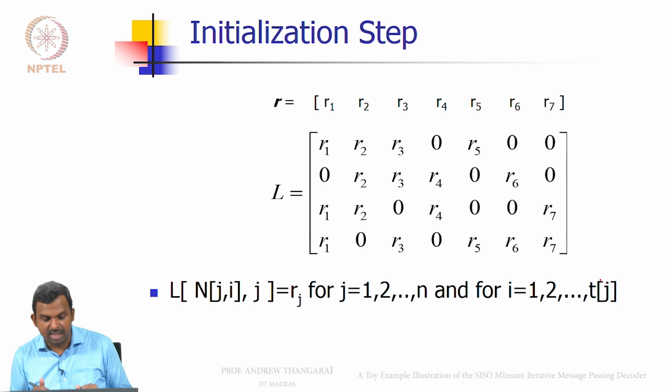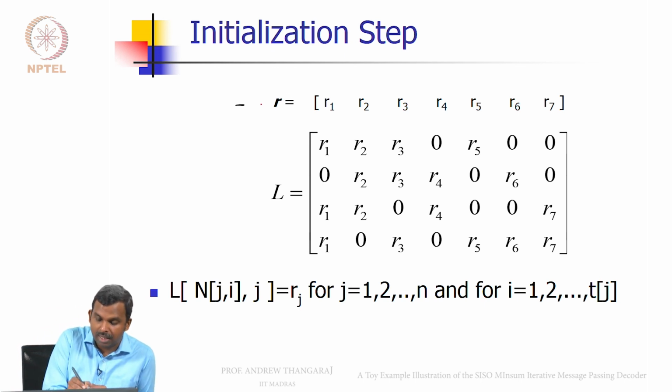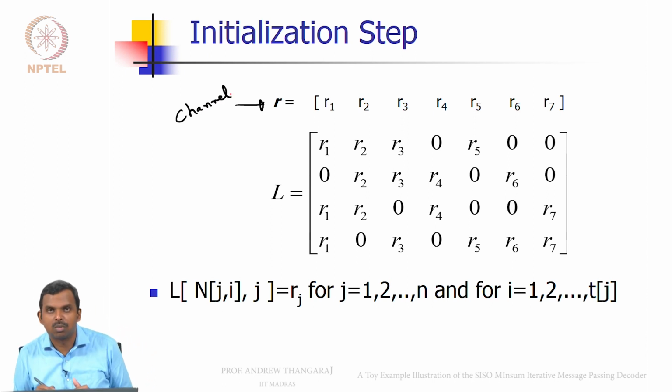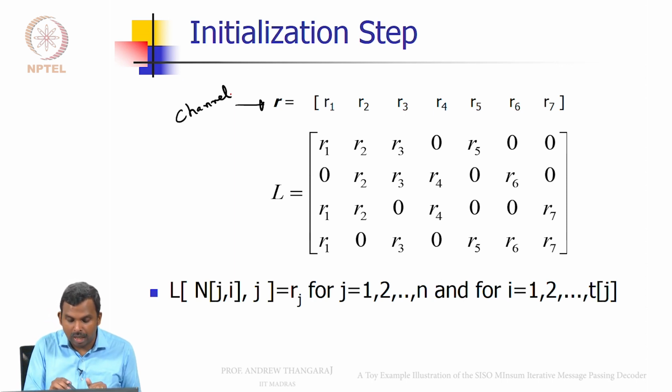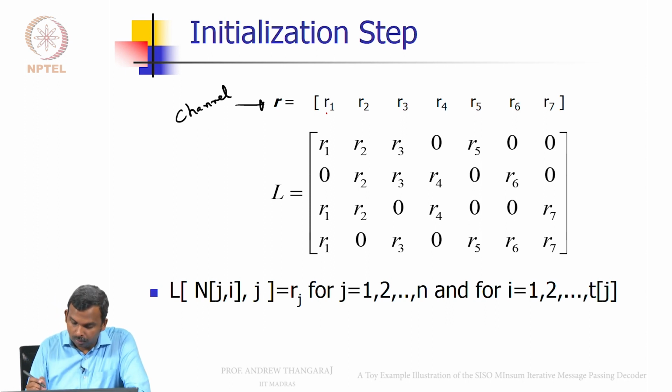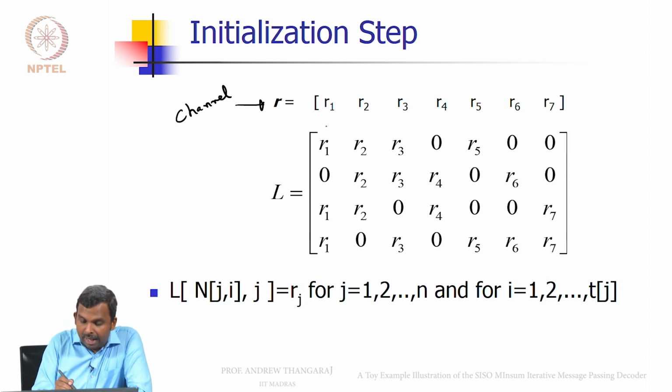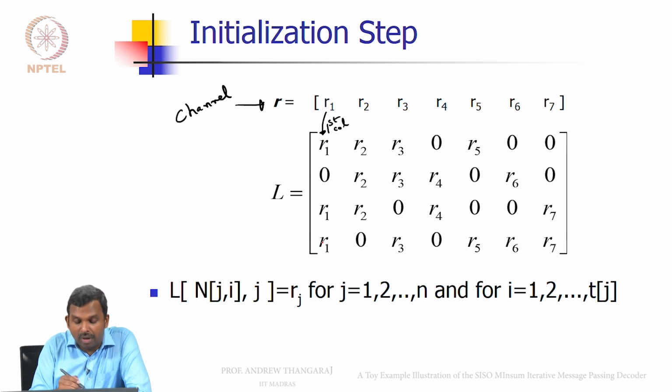So, what is the initialization step? You have the received values from the channel, you remember this. There will be 7 received values because I am looking at a length 7 code in my toy example. I receive the values R1 through R7. So, what do I do here? You take R1 and store it in the non-zero positions in the first column. All non-zero positions in the first column of L will have R1. That is the initialization step.